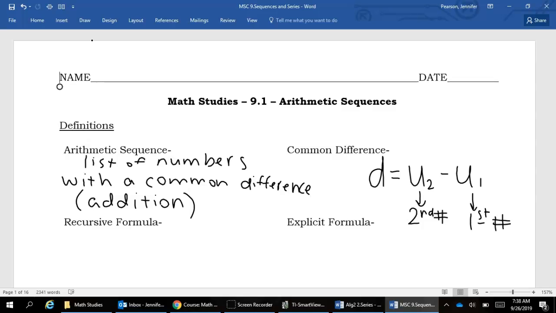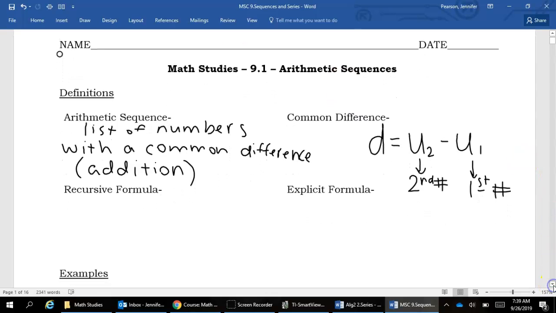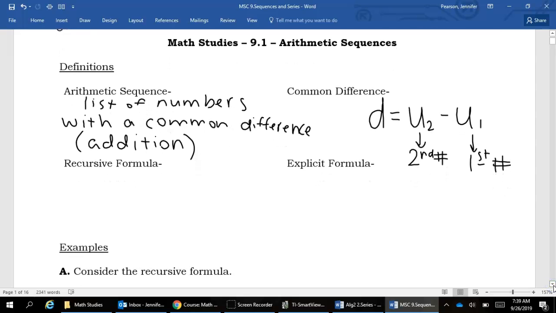So in the sequence 1, 2, 3, 4, 5, it's pretty obvious that we're just adding 1, adding 1, adding 1. But if we weren't sure, we could take 2 minus 1, the second number minus the first number, and figure out what it's changing by. And that's helpful when we have more complicated sequences, especially sequences working with decimal points or negative numbers.